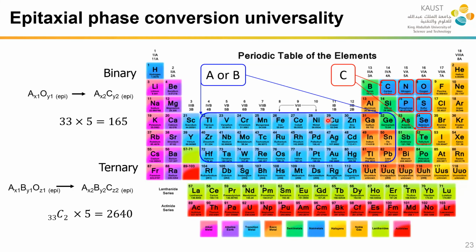So we are thinking the epitaxial phase conversion process can make very good quality molysulfide. Why not use this to make other 2D materials or even non-2D materials? In total, for binary oxide compounds we can have 165. For ternary, we can have even more than 2,000 compounds. So I think if we use epitaxial phase conversion, we really have a very big space to explore.